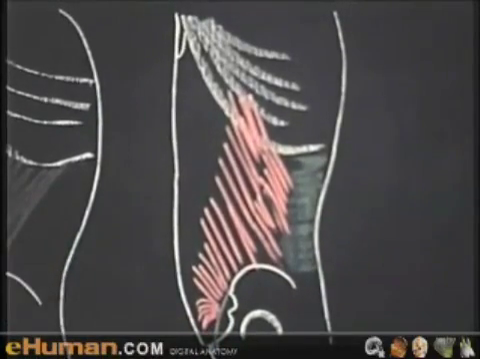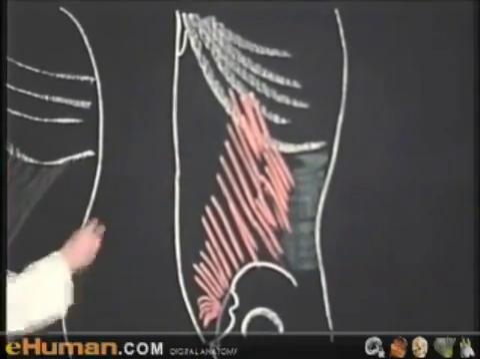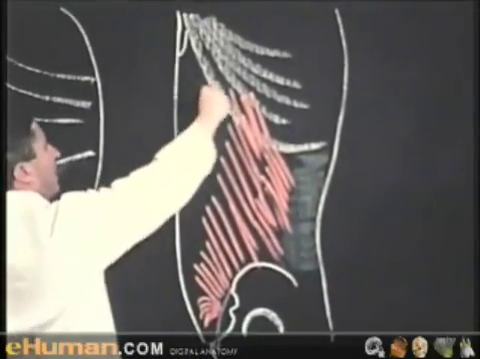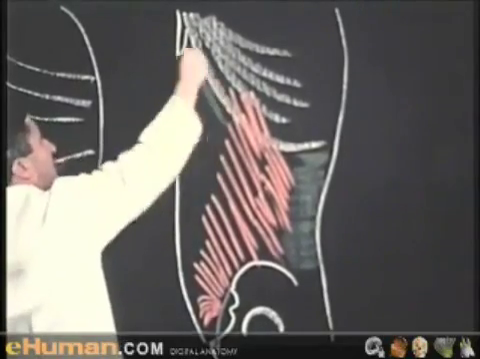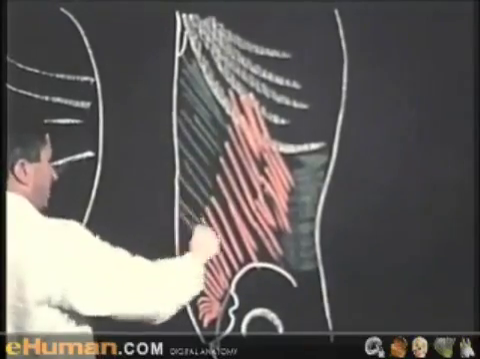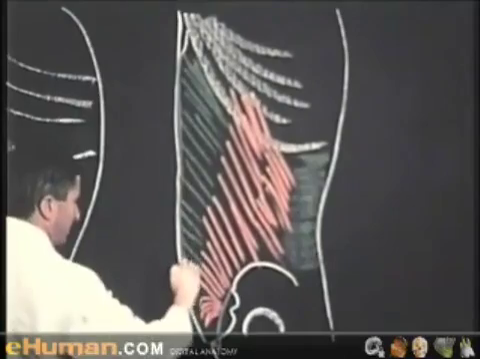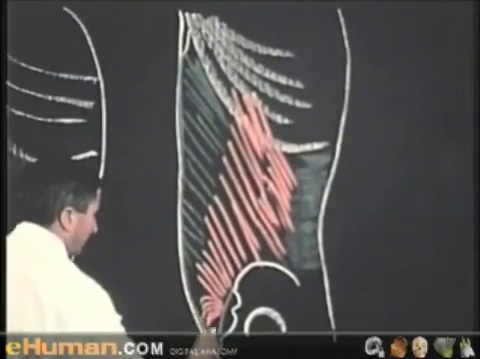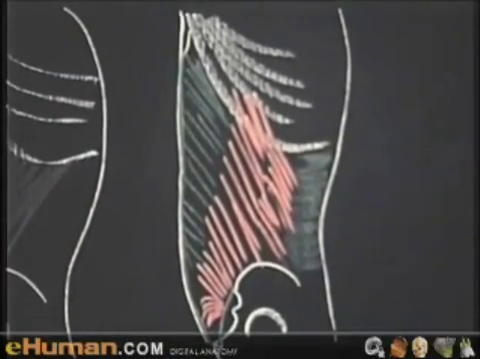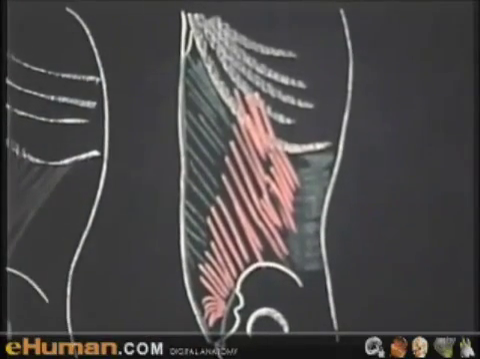Now from this point onwards, the fibers continue as an aponeurosis, and the aponeurosis extends towards the midline and fuses with the linea alba. The linea alba, you remember, was that thickened fibrous band which extended down from the xiphoid process down to the symphysis pubis.